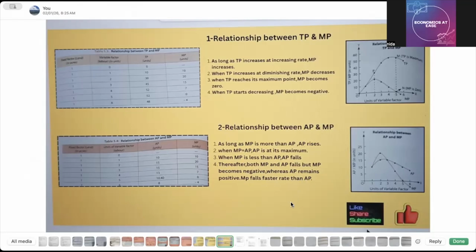Okay, so 2 points you have to remember when the AP and MP relationship comes: that is, average follows the marginal curve, and marginal cuts average at its maximum. Okay, the marginal curve cuts the average where? When it is at maximum, right? So I hope you understand it very well. These were the relationships we needed to discuss. Okay, TP and MP, AP and MP, and the law of diminishing marginal product. Okay, and with this we come to the end of this chapter here.